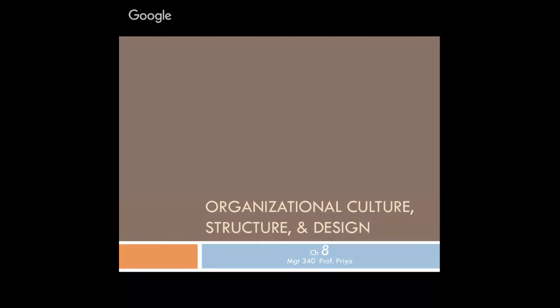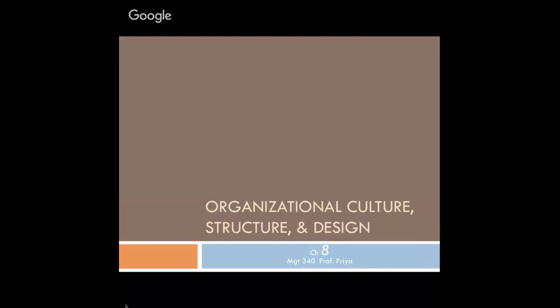Hello, everyone. So today we're going to go over chapter 8, a chapter on organizational culture, structure, and design. There are two main portions of this chapter. The first deals with org culture, and the second deals with org structure. The two of them together help us understand how to design an organization, and what the elements are that go into determining what kind of design your organization should or should not have.